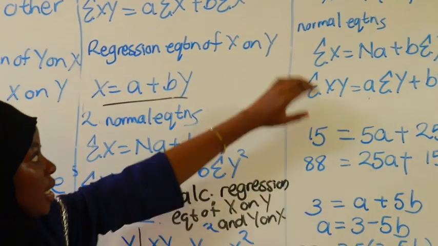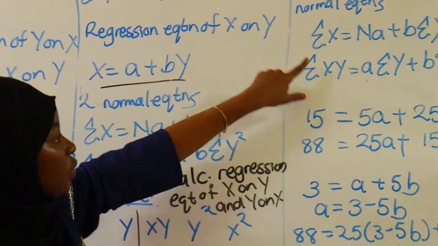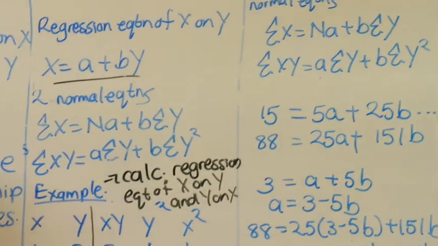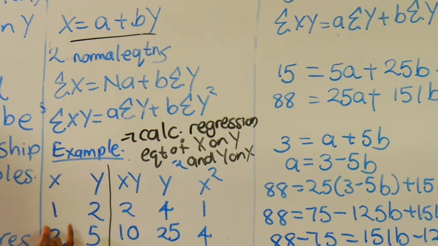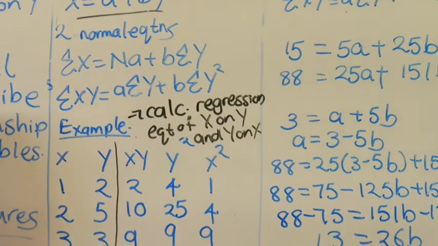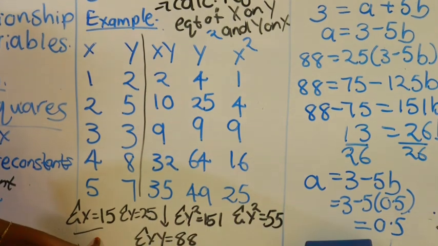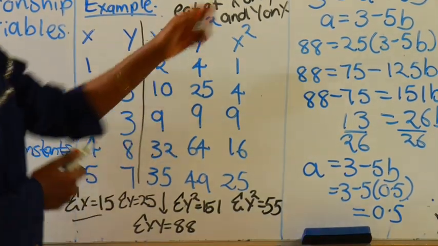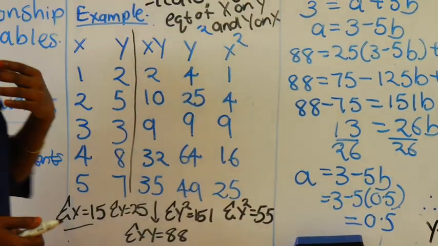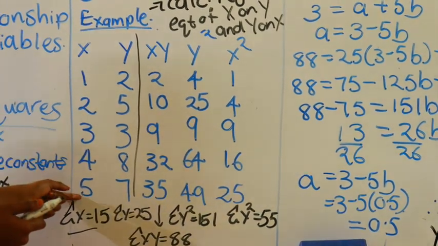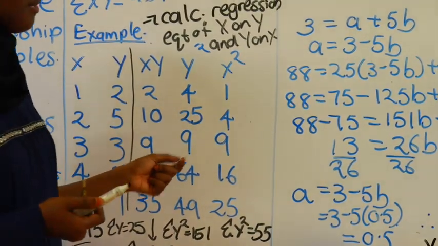First things first, the first equation wants summation of x. Summation of x, you come to x. It basically means you add the values of x. When you add these values of x, you get 15. Your summation of x is 15. Okay? n is the number of observations. How many observations do we have here? 1, 2, 3, 4, 5. So our n is 5.